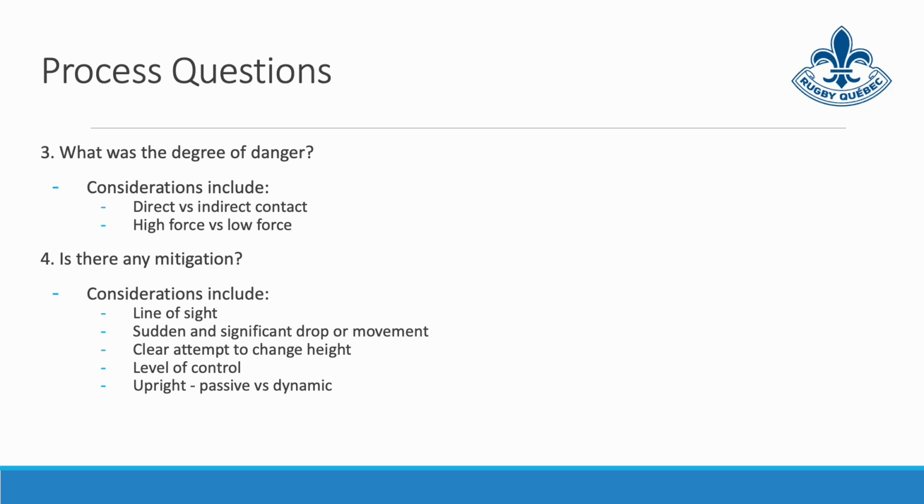Was the player in control? If they're out of control, there's definitely no mitigation. But if they're in control or if they're passive, especially if they're an upright tackle, a passive upright tackle is less danger to the ball carrier than a dynamic upright tackle where that player's launching forward.